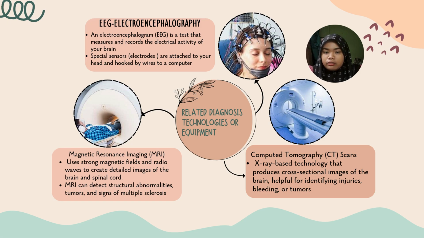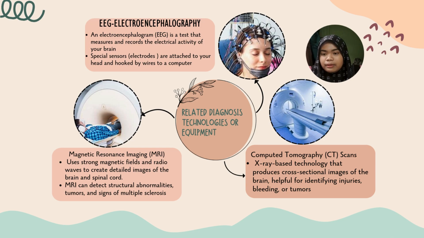Related diagnostic technology or equipment. The first one is electroencephalography, or EEG. An electroencephalogram is a test that measures and records the electrical activity of your brain. Special sensors are attached to your head and hooked by wire to a computer. Next, computed tomography or CT scan is an X-ray based technology that produces cross-sectional images of the brain, helpful for identifying injury, bleeding or tumor.